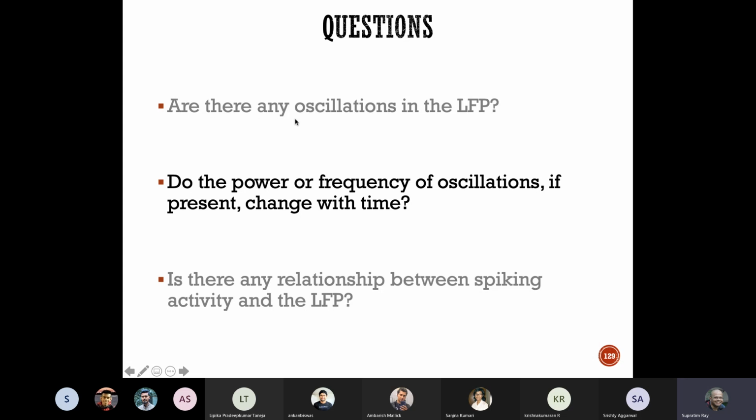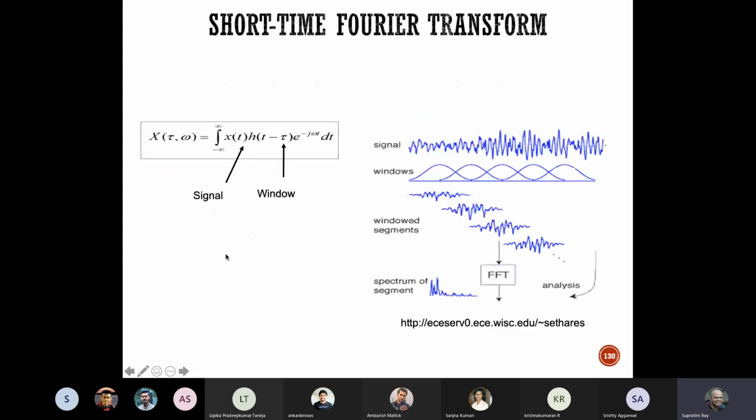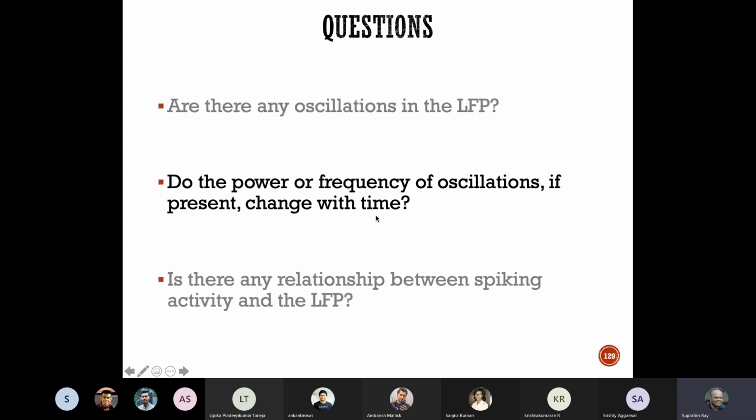So we are now tackling the second part of this three-part problem that we had posed earlier. We had first asked, are there any oscillations in the LFP? And we got our answer right here. This bump here is the gamma rhythm. So yes, there are gamma oscillations, and there's a reduction in low frequency power also when a stimulus is presented. Now the question is, if these oscillations are present, are their power or frequency changing with time? So we now need to understand how the power varies over time, and that's the question we are going to address.